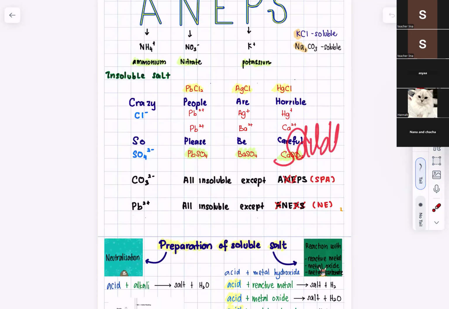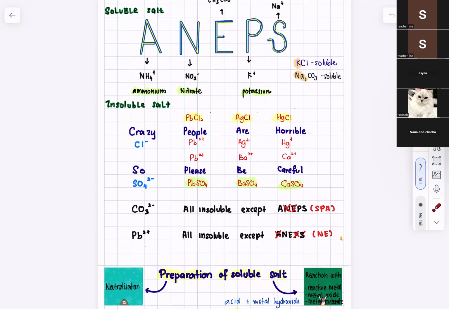Yes. Okay. So lead II bromide, PbBr2, is insoluble, because for Pb, all are insoluble except for lead II nitrate and lead II ethanoate, which are soluble. Other than that is insoluble. So lead II bromide is insoluble. Okay, all right. So is it clear, Nana? Yes. Okay, back to the zero one.